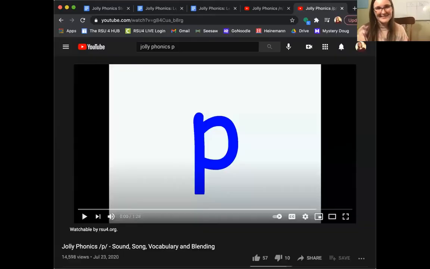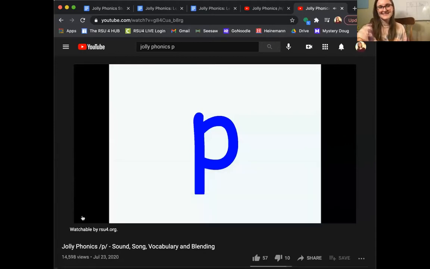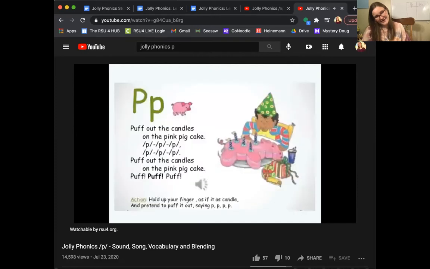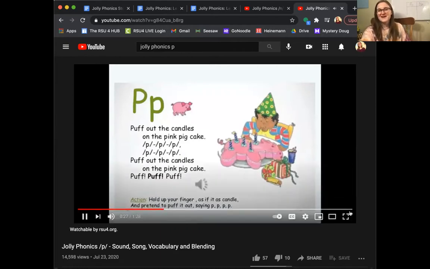Are you ready? It goes like this. The sound for P is P, P, P. Here is the song for P. Puff out the candles on the pink, pink cake. Puff, puff, puff, puff, puff, puff. Puff out the candles on the pink, pink cake. Puff, puff, puff.